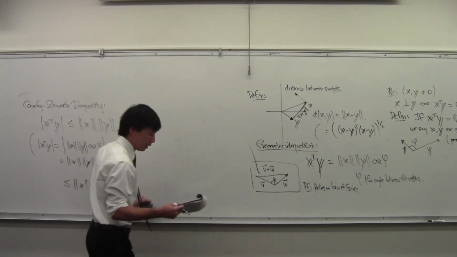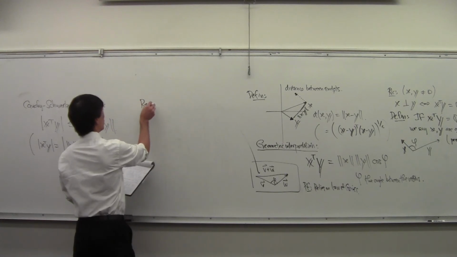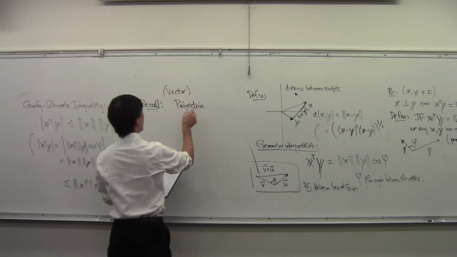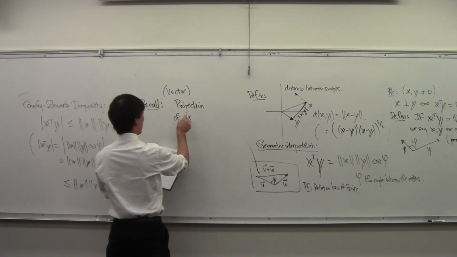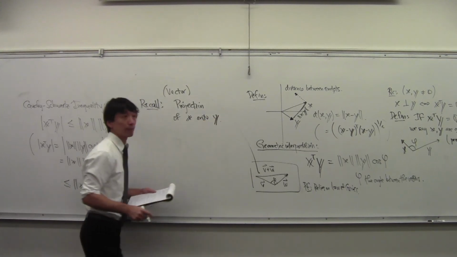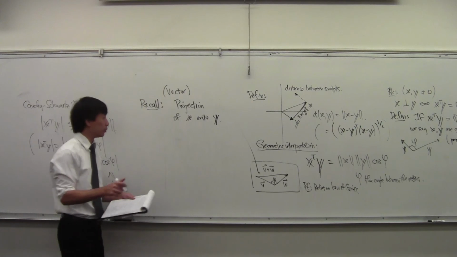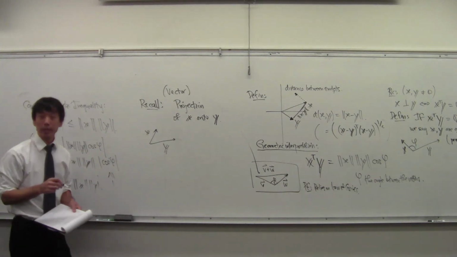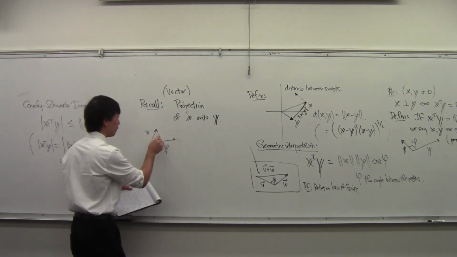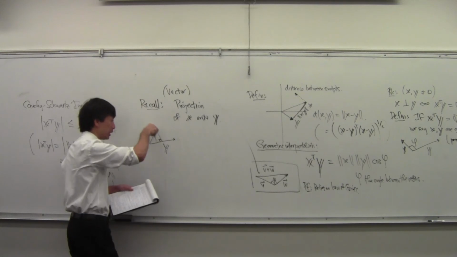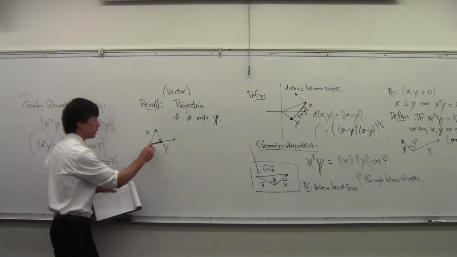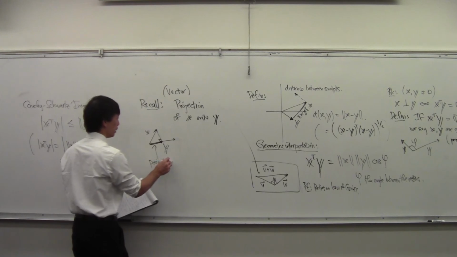And then the last thing that I want to recall is the projection, the vector projection of one vector onto another vector. I'm hoping you've seen this before. You have one vector and another vector, and you project x perpendicularly down onto y, and you get something like this. This thing is called the projection of x onto y.